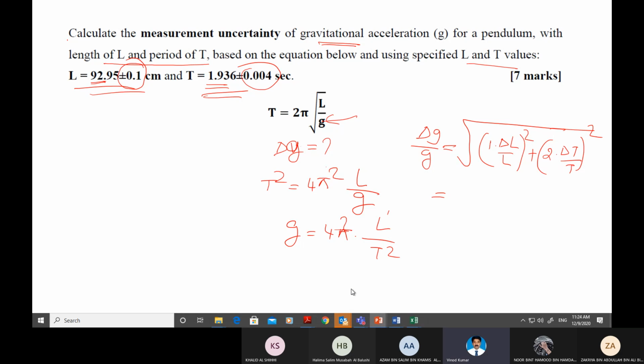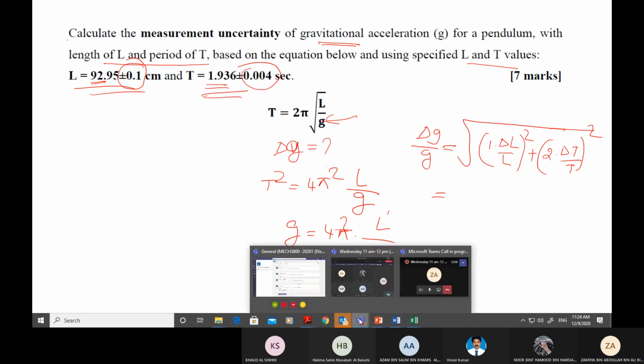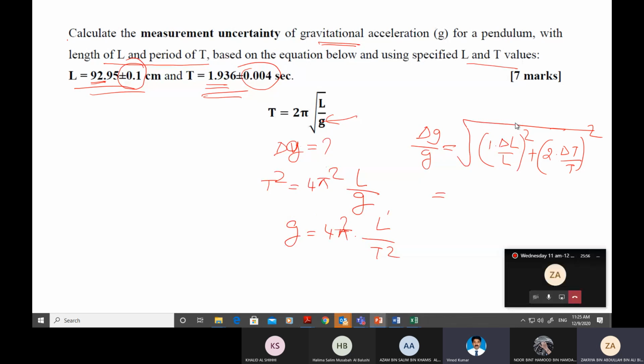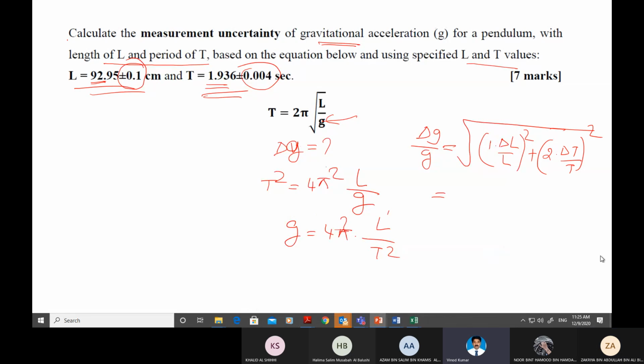Anyone got the answer? I got 4.2 multiplied by 10 to the power minus 3. Okay, I will write here: 4.2 times 10 to the power minus 3.